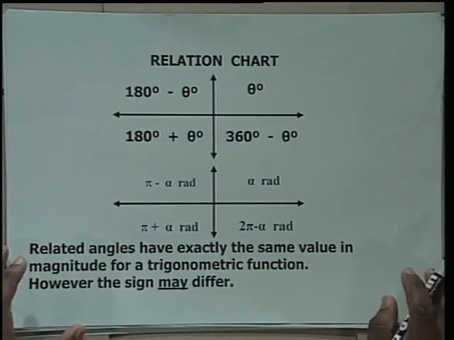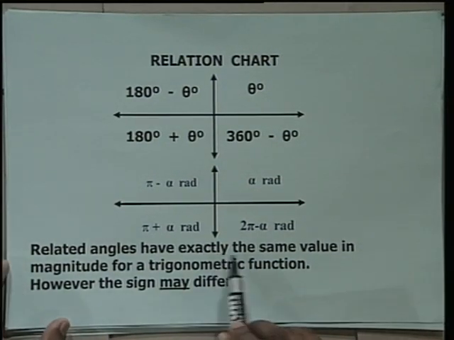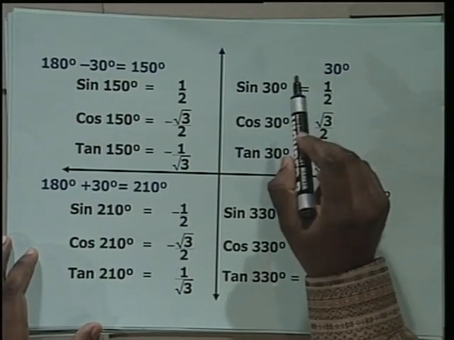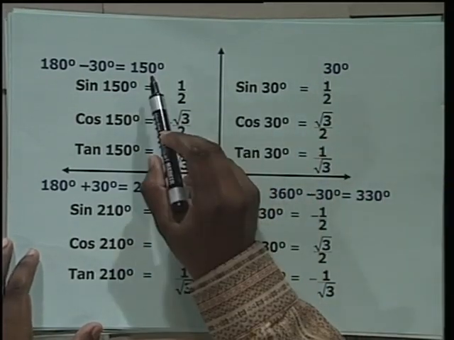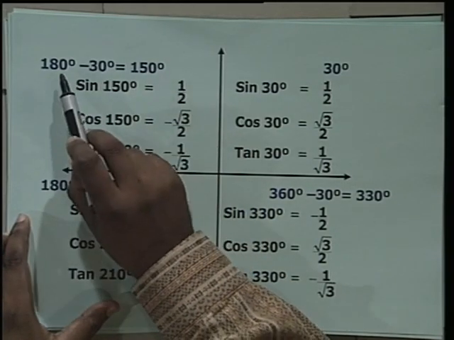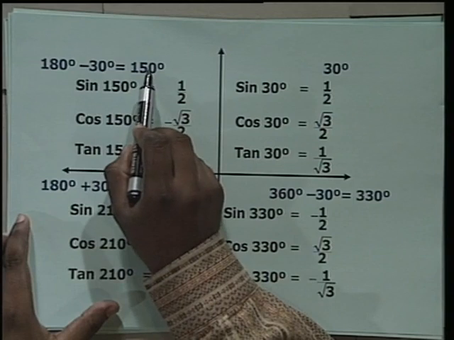Now, related angles have exactly the same value in magnitude for a trigonometric function. The magnitude will be the same, but the sign will differ. We are going to illustrate that by an example. Let's consider 30 degrees. So, the angle related to 30 degrees in the second quadrant is 150. That is 180 minus 30.